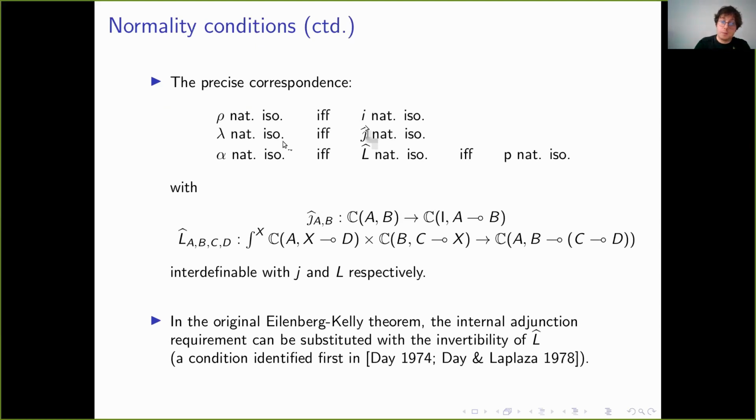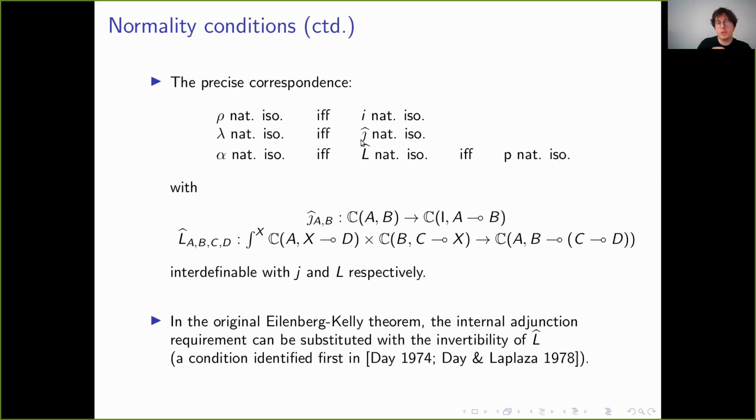category. But then we managed to also find a normality condition associated to the invertibility of alpha in the Left-skew closed setting, which is the invertibility of this L hat, where L hat now is this definable, this derivable morphism, going from this coend here into this other concept, and again, of course, the invertibility of alpha is also equivalent to the invertibility of P, so to the fact that there is an internal adjunction.